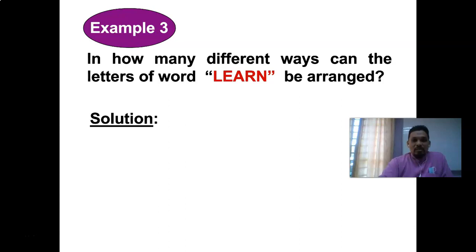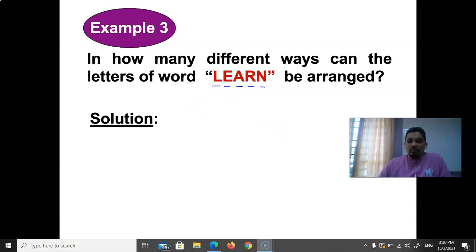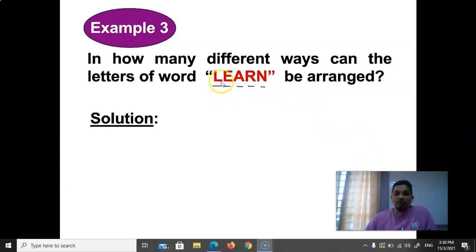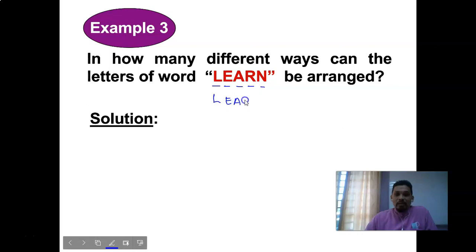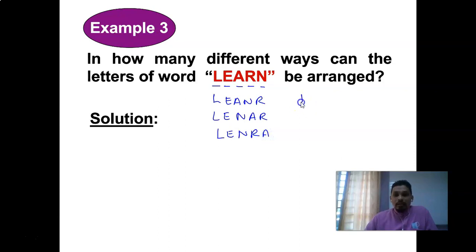In how many different ways can the letters of the word LEARN be arranged? There are 5 letters, 1, 2, 3, 4, 5, and we take them all and find out how many ways the letters L-E-A-R-N can be arranged. Just imagine if I roughly guess the possible arrangements: L-E-A-N-R, L-E-N-A-R, L-E-N-R-A, L-A-N-E-R, and so on. We would need to list down many times because there are many possibilities.